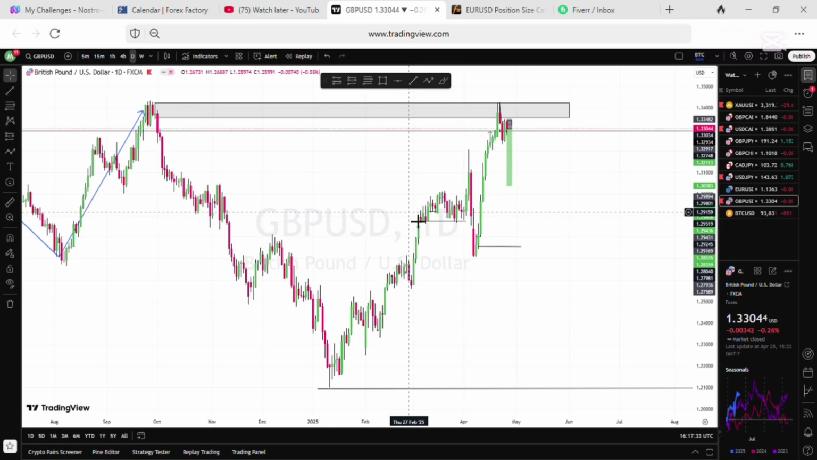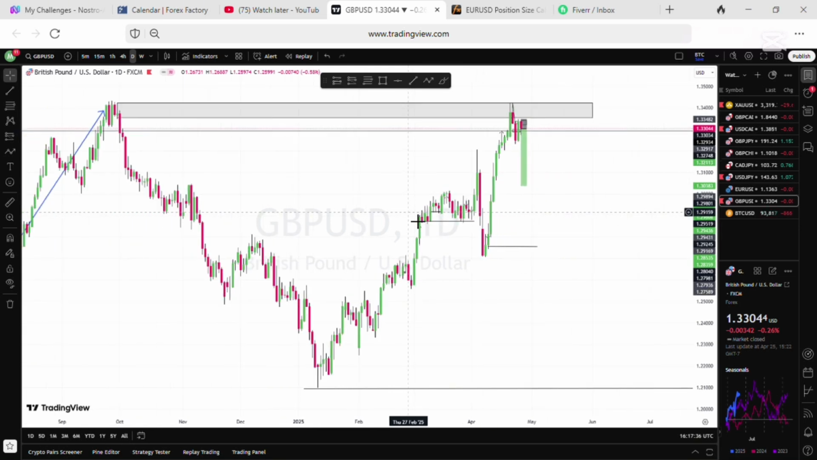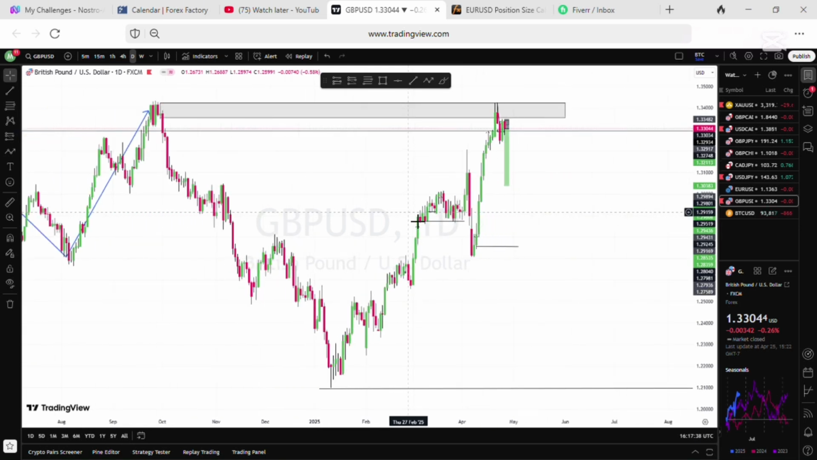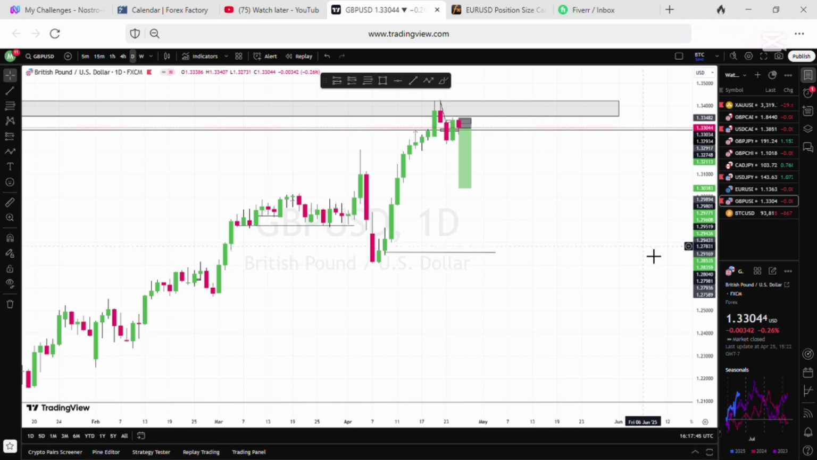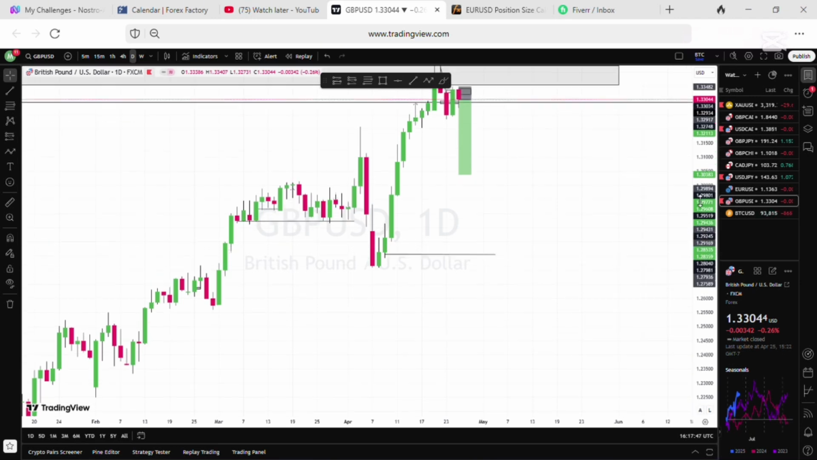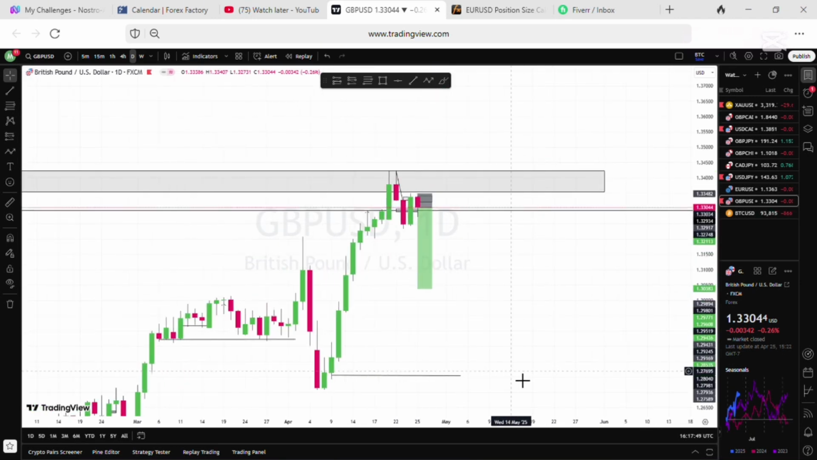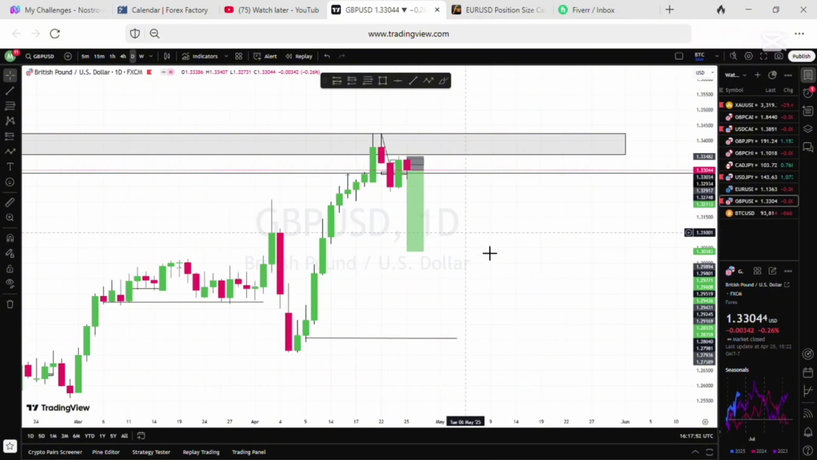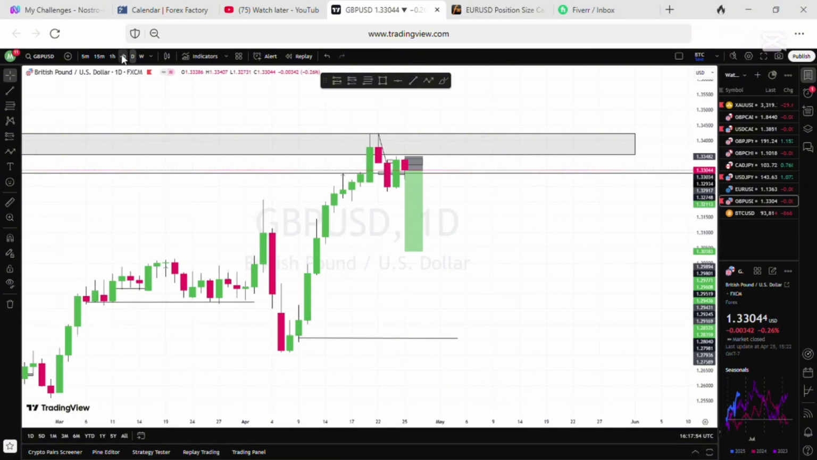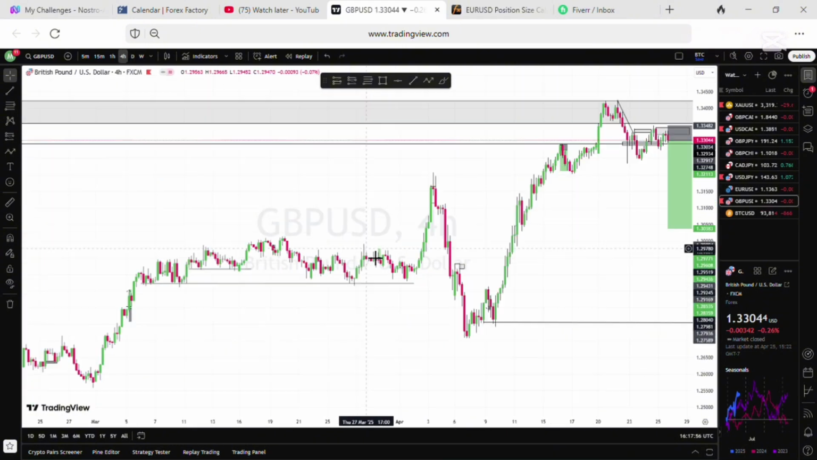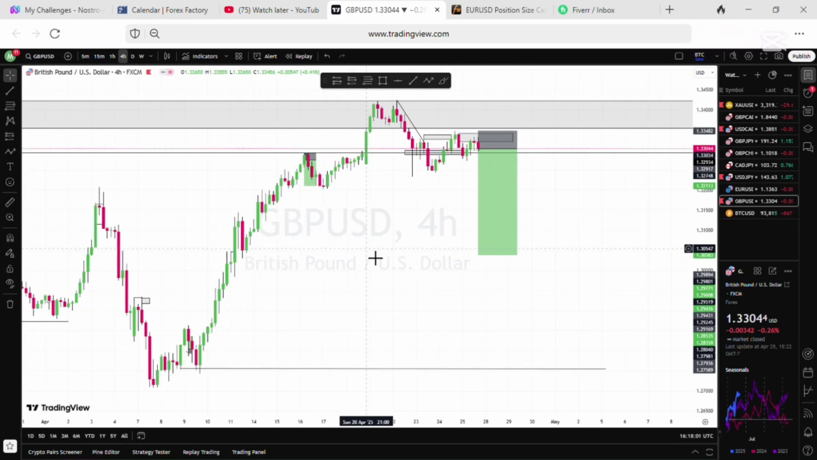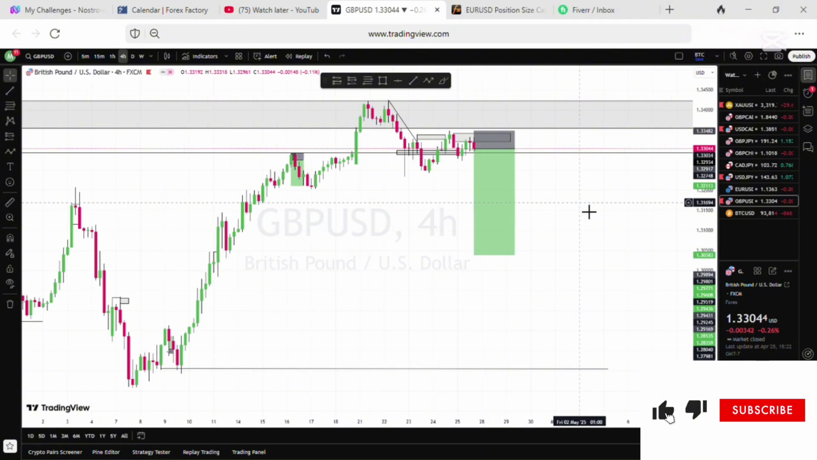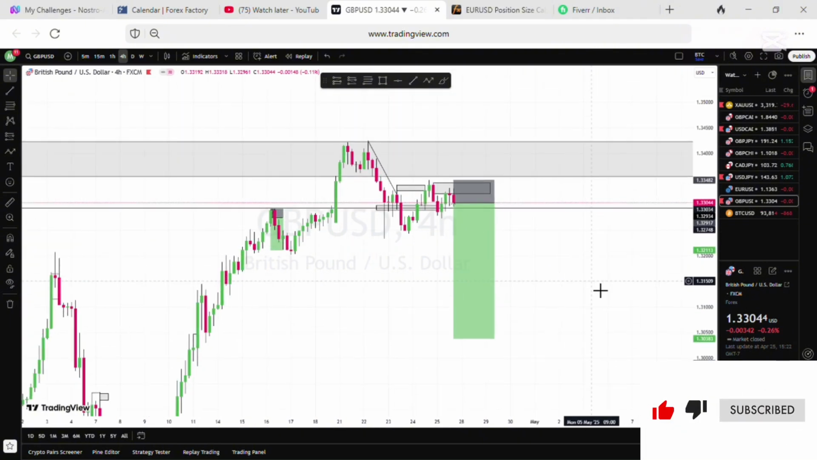So back to the daily time frame. As you can see, the daily time frame is still on the demand zone, still trying to make the nice preparation to go in for the sell. So the market is still forming. Throughout this week, the market is going to be bearish on GBP USD.